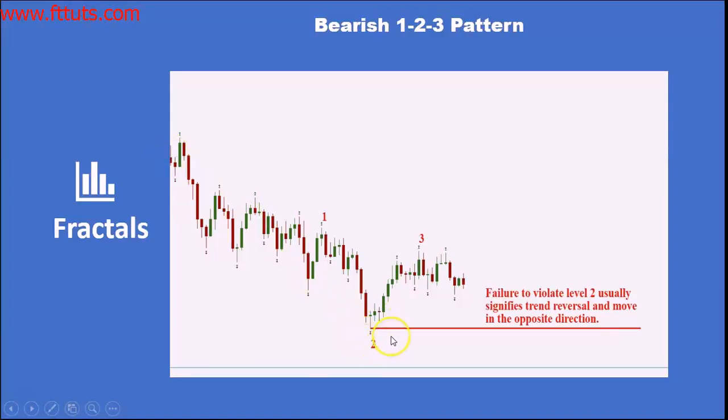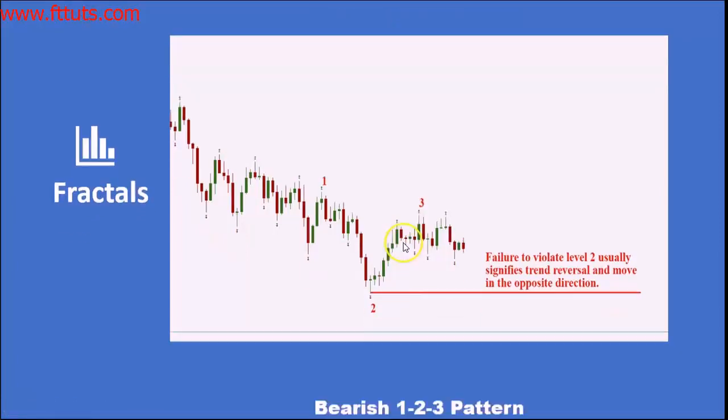So this is where that trend starts. So you got 1, 2, 3, and we need to violate 2. If we fail to violate 2 and we violate 3, then we realize that the market direction has changed. And that's the best way to understand that the change of the market structure has started, along with this first fractal break, which is going to help you to understand the change of direction. So other than that, you're not going to really know that the direction has changed on the market.